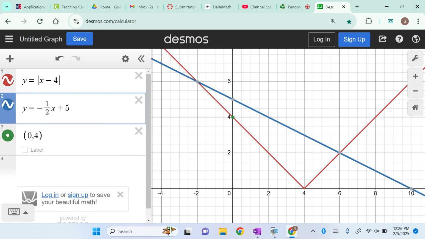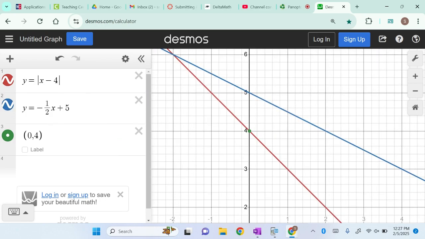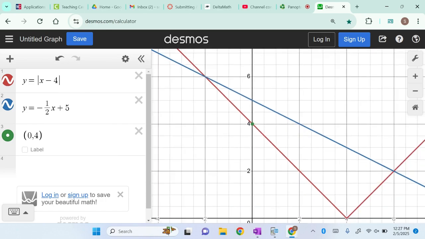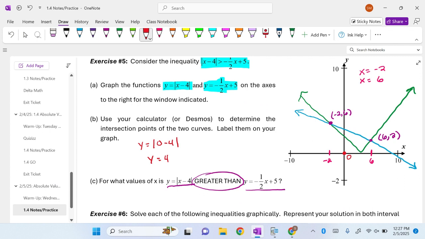Now, without even calculating the other, is the y value for the blue graph bigger than the y value for the red graph when x is 0? Look where the blue line hits the y-axis, look where the red line hits the y-axis. Are the y values bigger for the blue? Yes, it is. The y value for the blue is 5. The y value for the red is 4. Well, the red graph is our absolute value graph, and we want our absolute value graph to have the greater values. So would that work right here at x is 0 for either one of them?